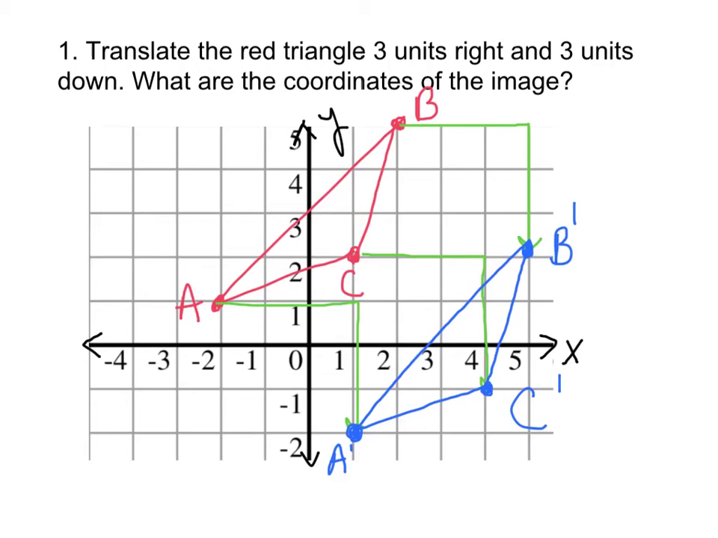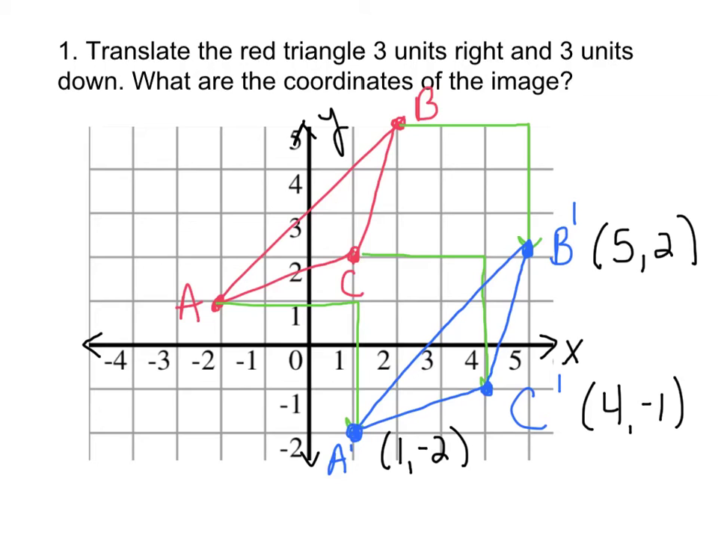The last step, you have to identify the coordinates. And this is reviewed from about 6th or 7th grade. So our coordinates of A prime, let's see, 1, negative 2. B prime is, let's see, to the right 5, up 2. So that would be 5, 2. And lastly, point C, which is to the right 4 and down 1, so 4, negative 1. So we have our answer. Our answer would be the translation, which is the blue triangle, and our coordinates of the image, which we have clearly labeled: A prime is 1, negative 2, B prime is 5, 2, and C prime is 4, negative 1.